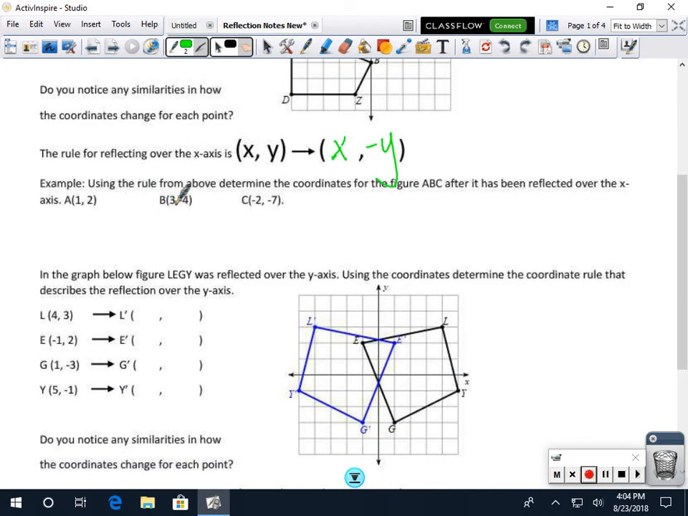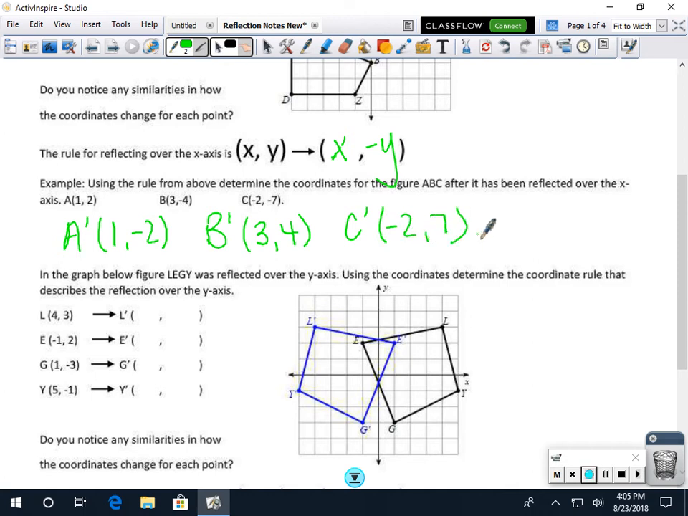For example here, using the rule from above, determine the coordinates for the figure ABC after it's been reflected over the x-axis. If A is at the point 1, 2, then A prime will be at the point 1, negative 2. If B is at the point 3, negative 4, then B prime will be at the point 3, positive 4. And C is at negative 2, negative 7, so C prime would be at negative 2, positive 7.